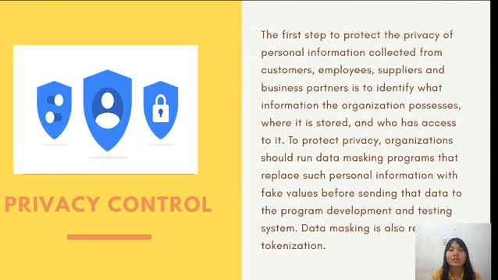Privacy control. The first step to protect the privacy of personal information collected from customers, employees, suppliers, and business partners is to identify what information the organization possesses, where it is stored, and who has access to it. To protect privacy, organizations should run data masking programs that replace such personal information with fake values before sending that data to the program development and testing system. Data masking is also referred to as tokenization.